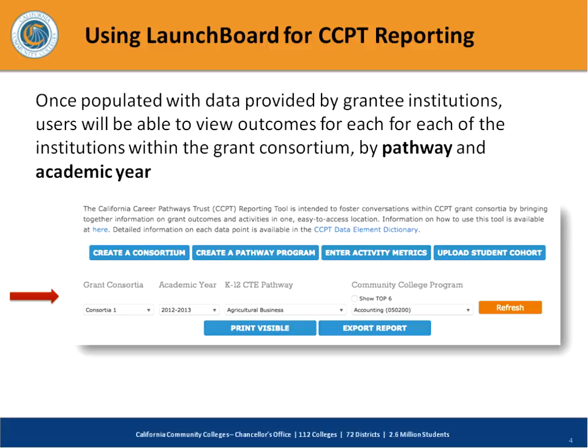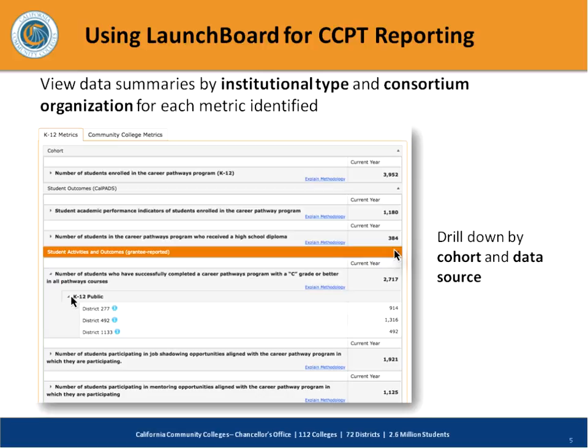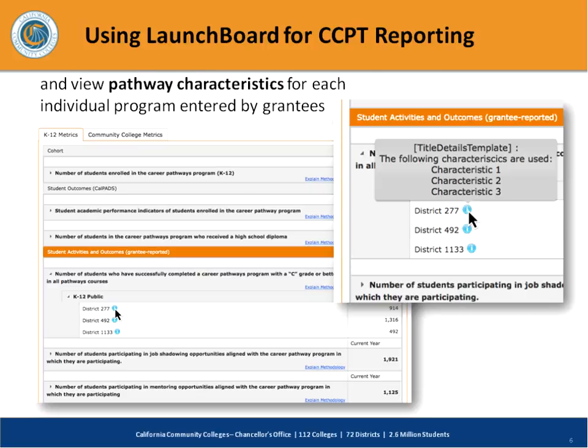Once populated with data provided by grantee institutions, users will be able to view outcomes for each of the institutions within the grant consortium by pathway and academic year. Also, view data summaries by institutional type, consortium, and consortium organization for each of the metrics identified. As you can see here in the screenshot, you will be able to drill down by cohort and data source, and view pathway characteristics for individual programs entered by grantees.